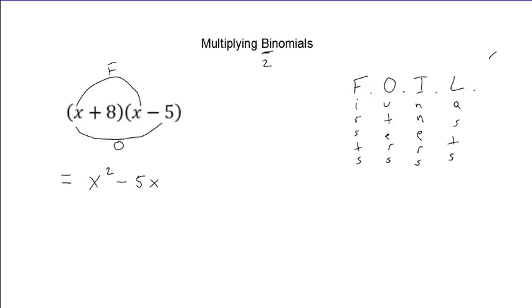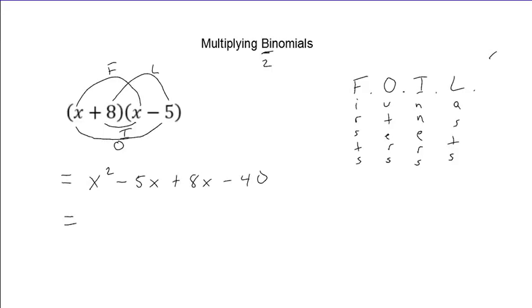My inners, I have positive 8 times the x. So 8 times x is positive or plus 8x. And finally, my lasts. Each of the binomials has a last. That is the positive 8 and the -5, and positive 8 times -5 is -40. If you struggle with integers, you can go up a couple modules in the student math community and find some review about multiplying and dividing integers and the rules for signs.